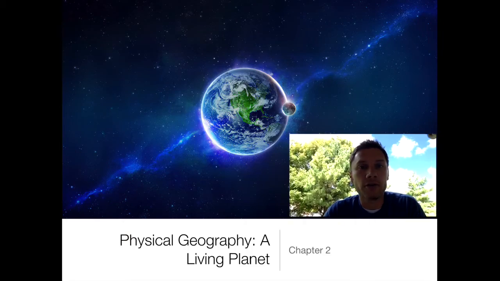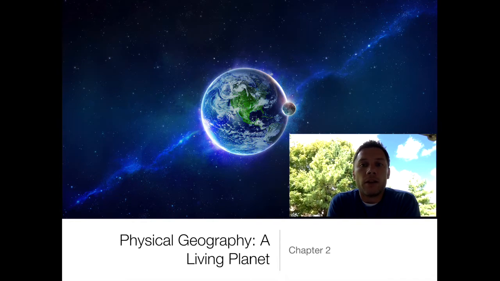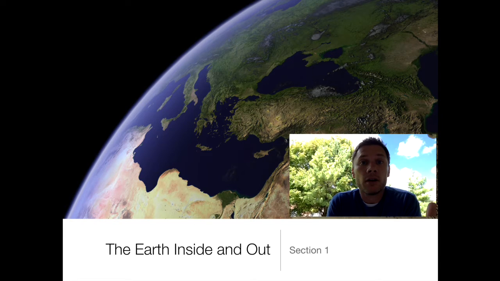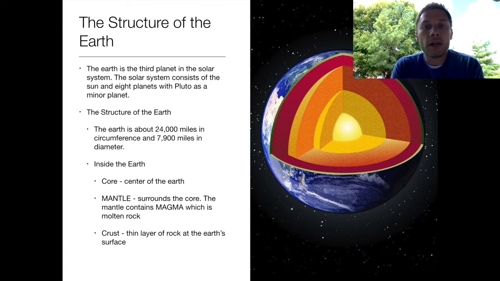And so as we begin chapter number 2, we're going to talk about the physical geography, a living planet. And that's the title of this chapter. So looking at both the inside and outside sections of our Earth, we begin with the structure. Our Earth is one of the planets in our solar system. We are the third planet away from the sun. The Earth is about 24,000 miles in circumference and 7,900 miles in diameter. Those of you that are better at math than me can understand really what all that means, but what it means is our Earth is huge, and God created it, and He just spoke it into existence.